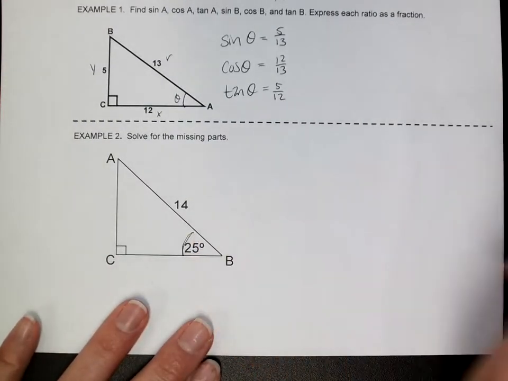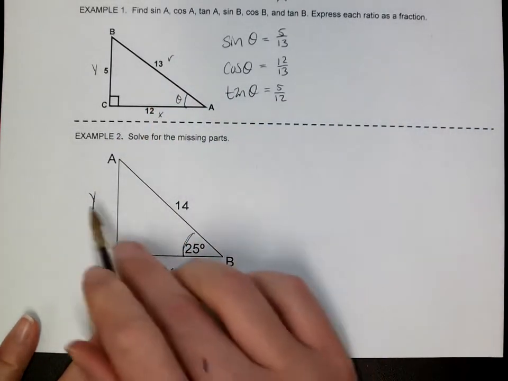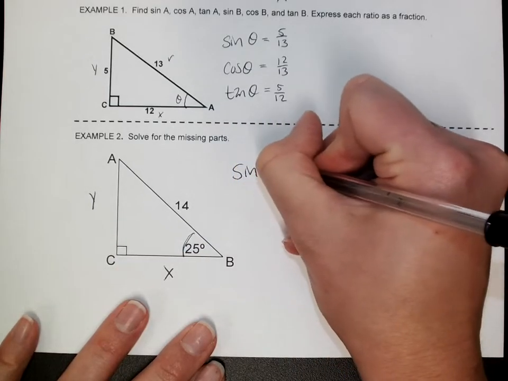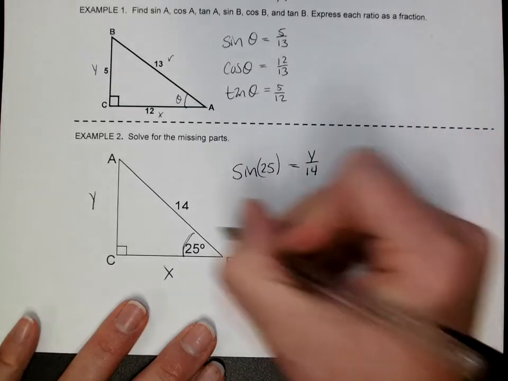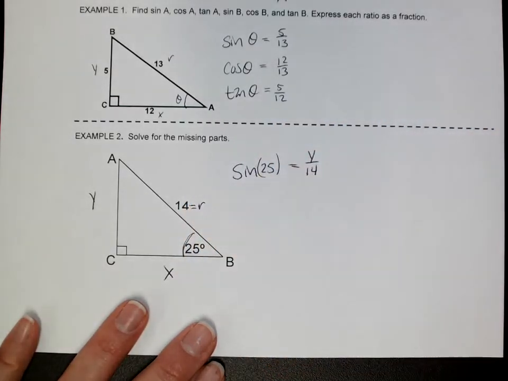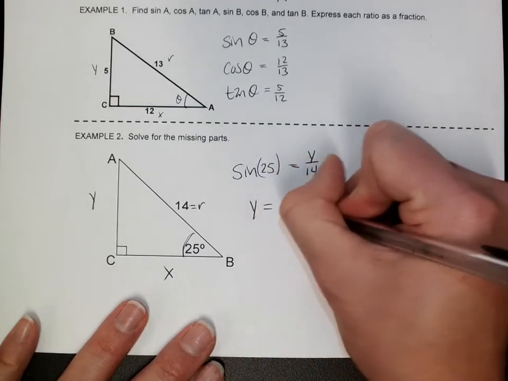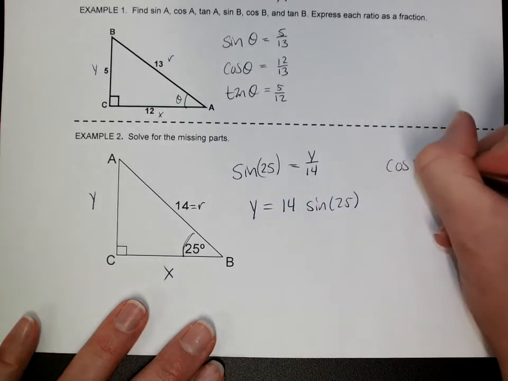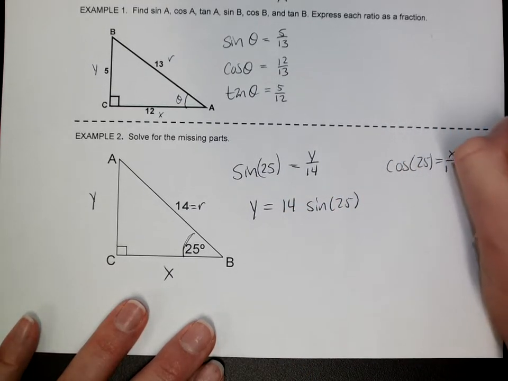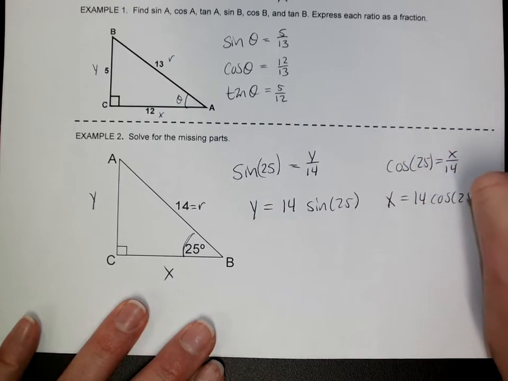Down here, when you're solving for the missing part, first of all, I would notice that that's in degrees. Again, we just did questions like this. I'm going to call this one y and this one x. If I want to find y, I'm going to use sine of 25 equals y over 14. This is your r. When you do this, we're going to multiply by 14. So y is going to equal 14 times the sine of 25. And when I'm finding x, I'm going to use cosine of 25 equals x over 14. Again, x equals 14 times the cosine of 25.